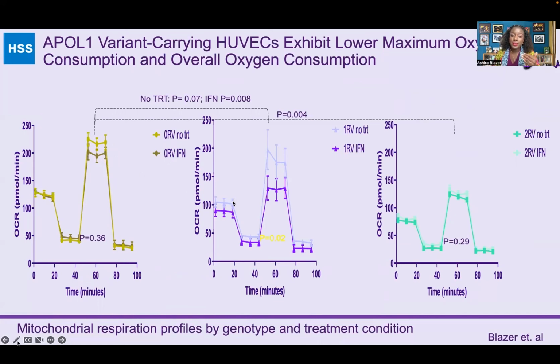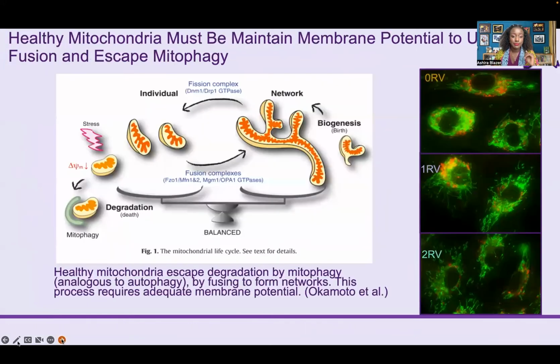Now, in untreated HUVECs that carried one copy of the risk variant, you had comparable basal and maximum oxygen consumption, but when you gave interferon to induce APOL1 expression, you got this drop down of both. In double risk variant carriers, there was this constitutively active decreased basal and maximum oxygen consumption.